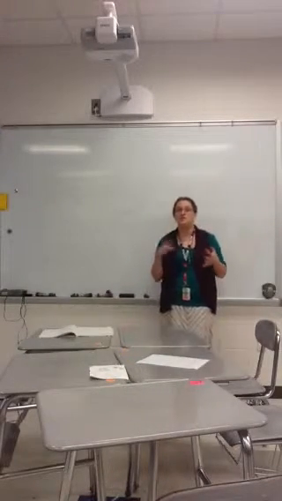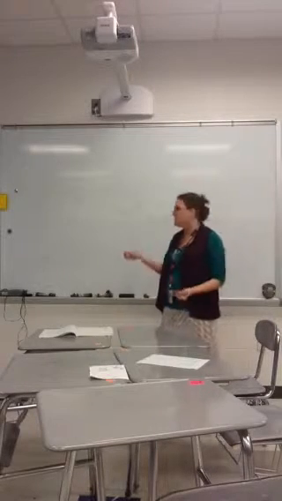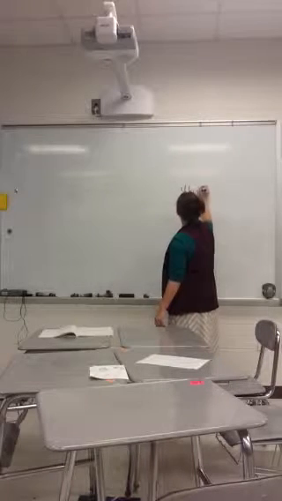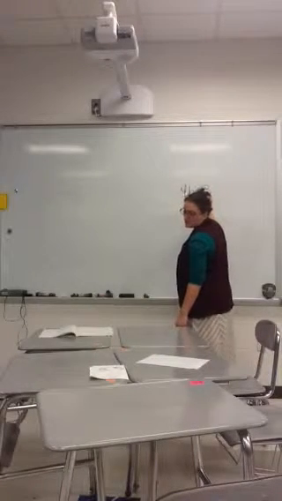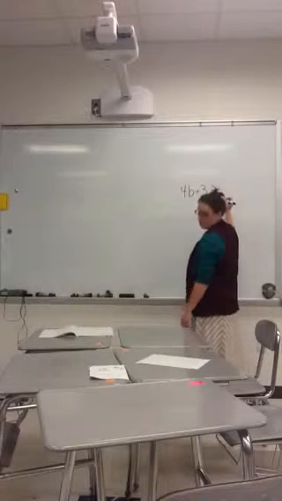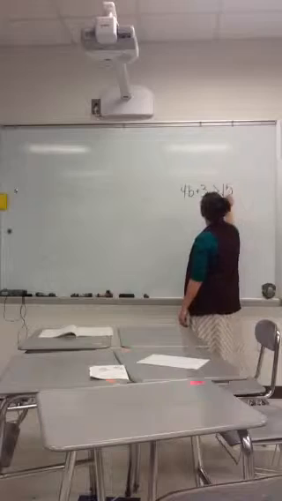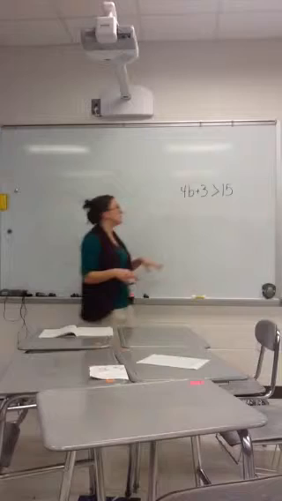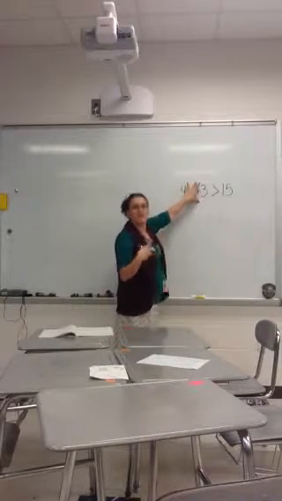So, two-step inequalities work just like solving a two-step equation. The goal is to isolate the variable, to get that variable by itself. So if we did a question like 4b plus 3 is going to be greater than 15. Looking at this problem, the first thing we need to do to isolate the variable is to get rid of the constant, the number that's by itself.